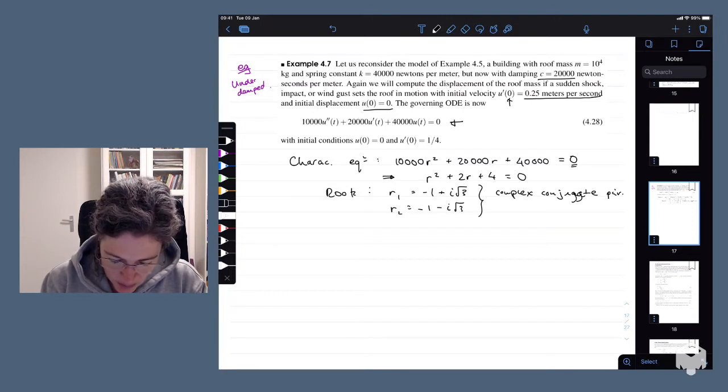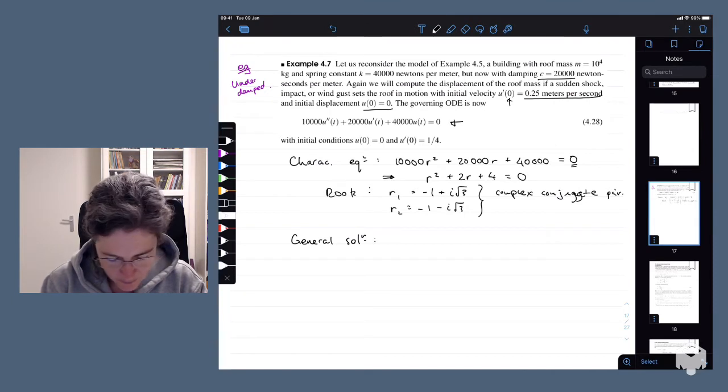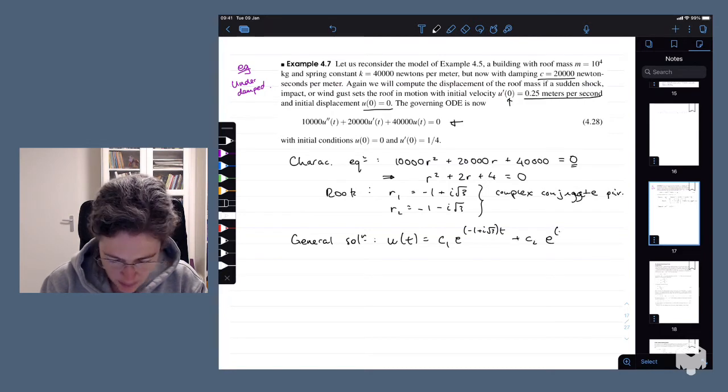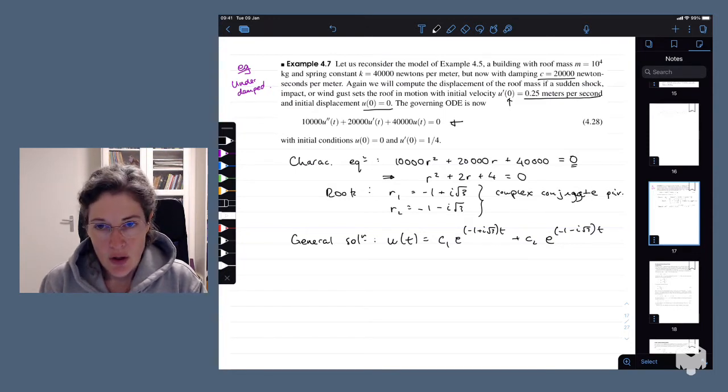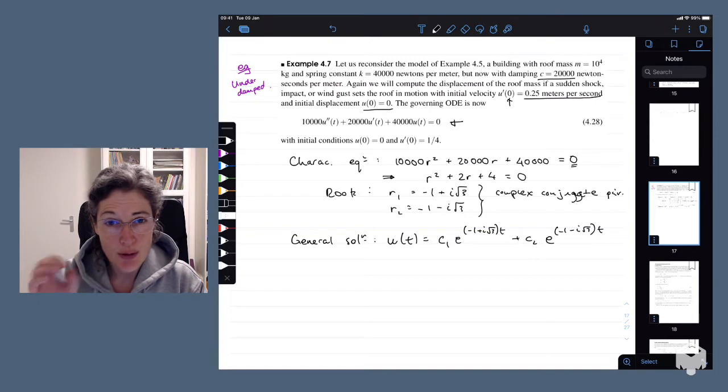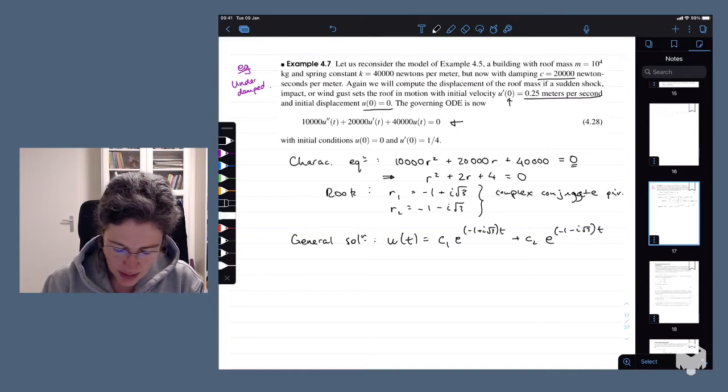All right, so we can plug those in to get our general solution. That's going to give us u of t is equal to a constant c1 e to the minus 1 plus i root 3 of t, plus c2 e to the minus 1 minus i root 3 of t. And again, don't panic. Our solution looks complex, but hopefully we're going to be able to use Euler's formula to sort this out.